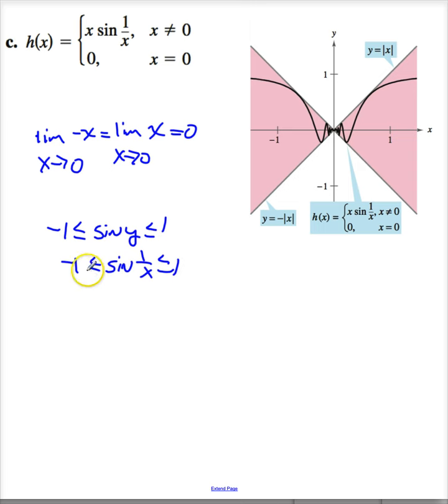All right, and now if I multiply, you know what? Which one do I want? I really want the absolute value of x. So let me put absolute values in here because I want to be able to multiply through by a positive number. So minus the absolute value of x is less than or equal to x sine 1 over x is less than or equal to the absolute value of x. And then I want to take the limit of this.